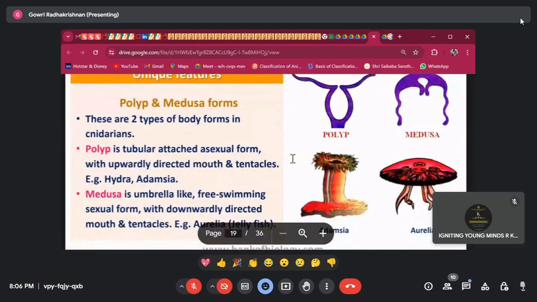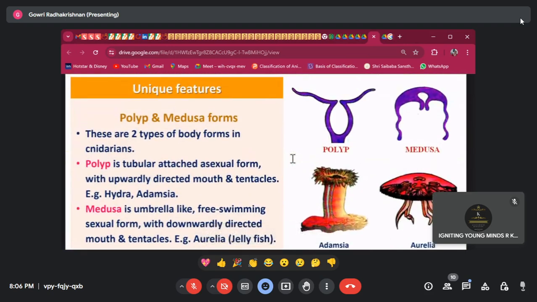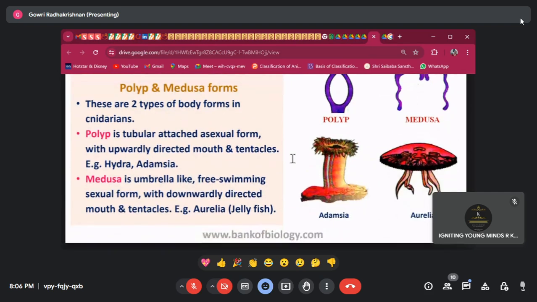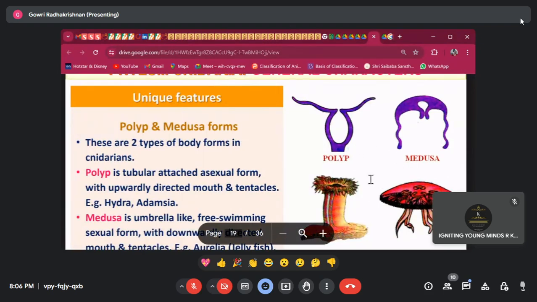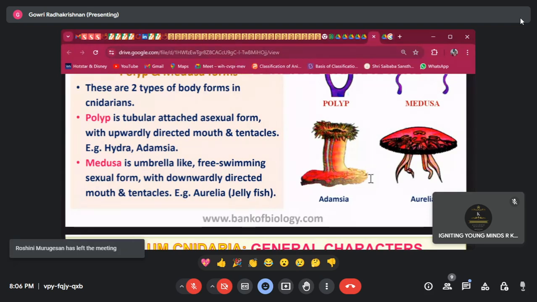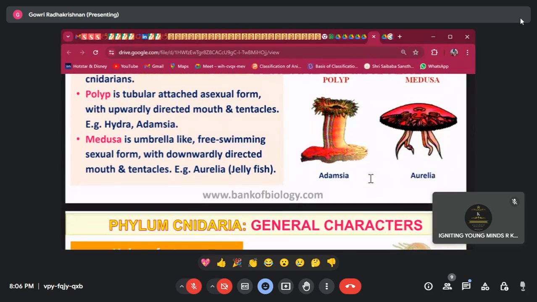Now, what is the unique feature? There are two types of body forms in cnidarians. Polyp is a tubular attached asexual form with upwardly directed mouth and tentacles. You can see here both the forms. Medusa is an umbrella-like free-swimming sexual form with downwardly directed mouth and tentacles. That is Aurelia jellyfish, they are all in medusa form. And Adamsia, Hydra, they are all in polyp form.